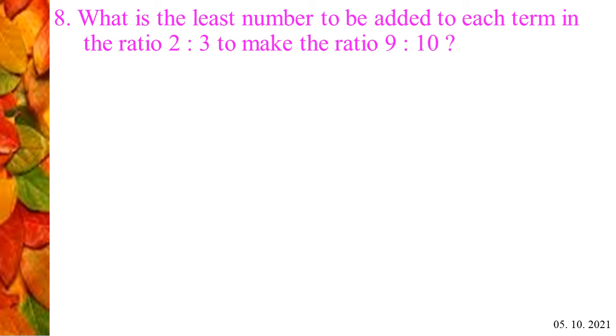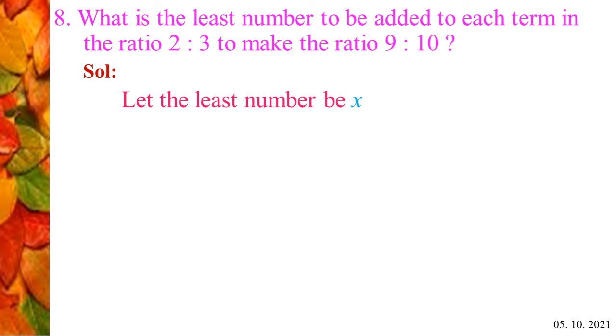Let's see 8th question. What is the least number to be added to each term in the ratio 2 is to 3 to make the ratio 9 is to 10? Let us find the solution. First, what statement is here given? The least number to be added to each term in the ratio 2 is to 3, to make the ratio 9 is to 10. So here one least number added to the terms, we get the ratio 9 is to 10. So now we have to find out that least number.